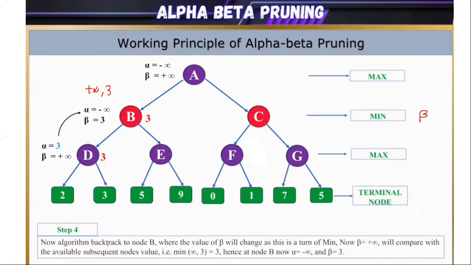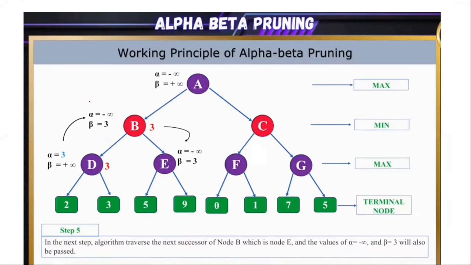Now the algorithm backtracks to node B, where the value of beta is plus infinity, as it is a minimum node. It will combine the available subsequent node values, the minimum of plus infinity and 3, and node B becomes alpha equal to minus infinity and beta equal to 3. The step is very clearly written, so you will understand from here. Okay, now we are done up to here. The point you have to remember is that we are simply not writing 3 by choice. We have only the value of 3, that's why we wrote it there.